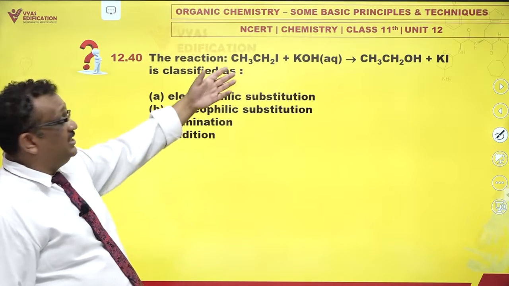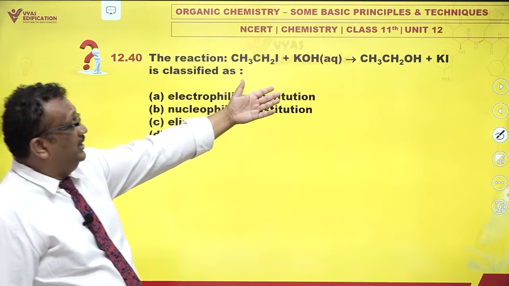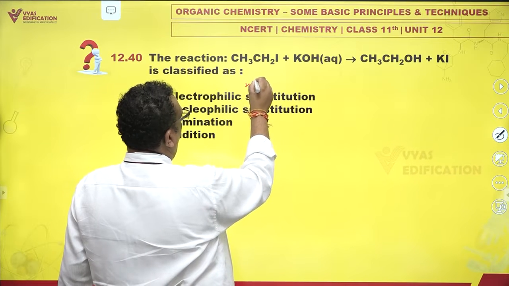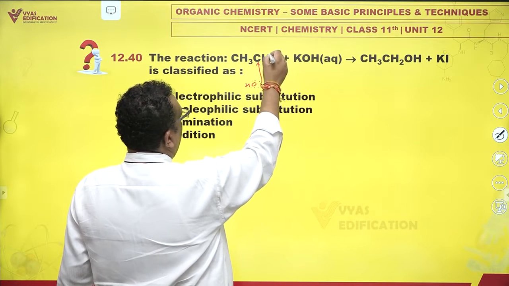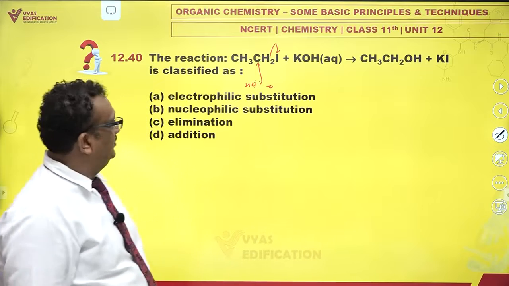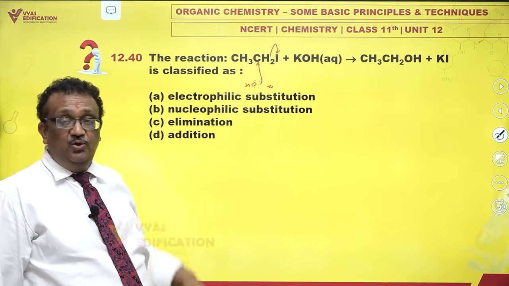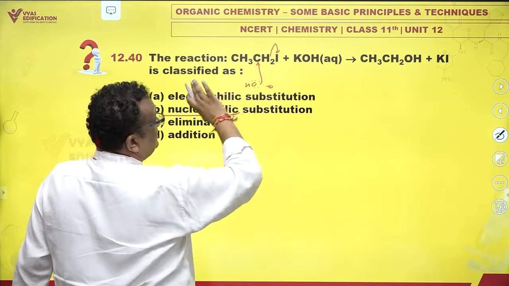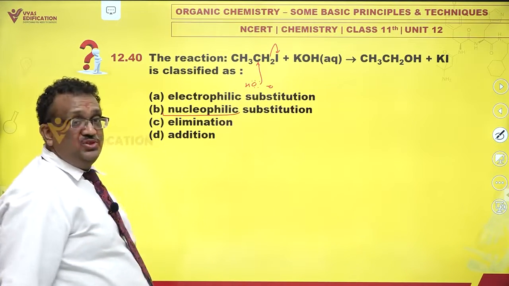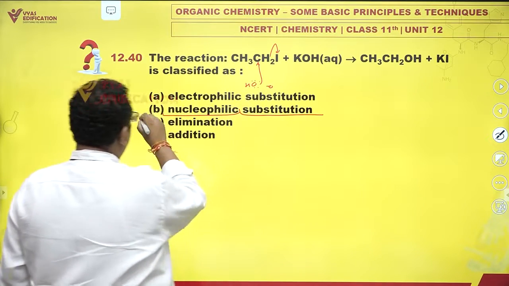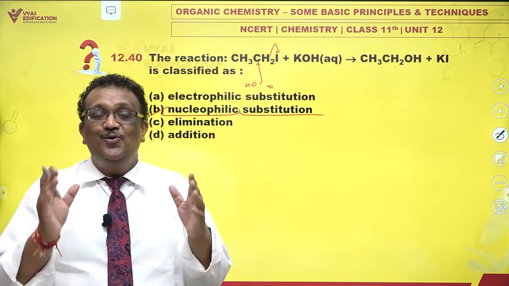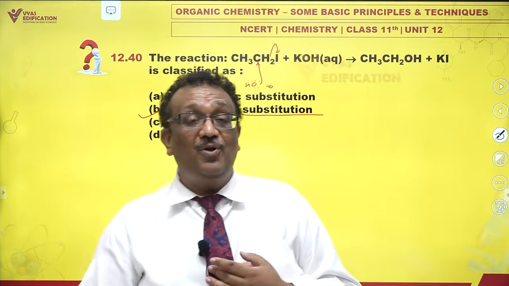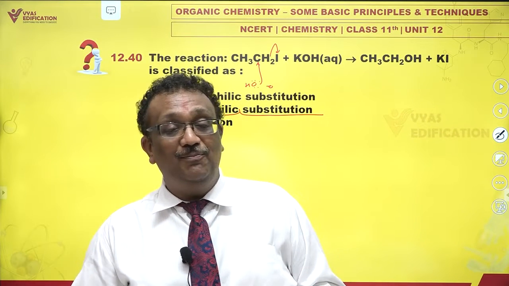The reaction CH3CH2I, ethyl iodide, plus KOH gives you ethyl alcohol plus KI. What is happening? OH minus ions are coming in and they are kicking this I minus out. Wow. OH minus is a nucleophile? Yes, it's a nucleophile. So it is nucleophilic. One species I minus is replaced by another species OH minus. It is substitution. So what we are witnessing here is a nucleophilic substitution reaction. B is the answer. So dears, this was the long chapter of some basic principles and techniques for organic compounds.